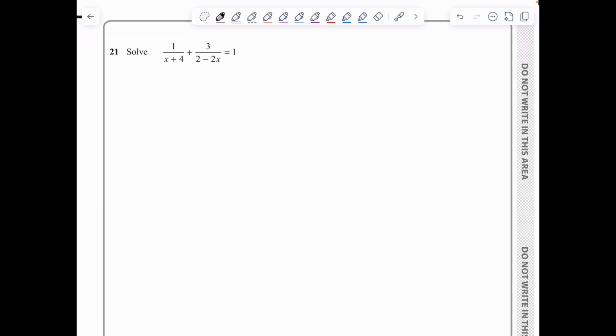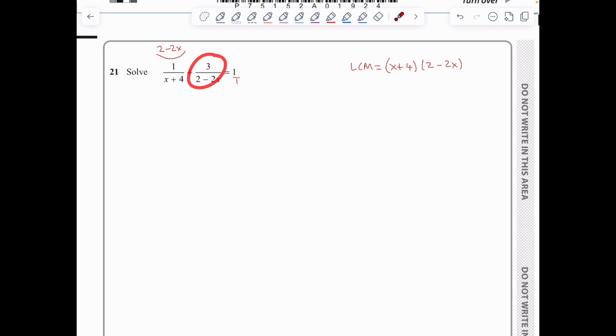In question 21, we need to solve the equation 1 over x plus 4 plus 3 over 2 minus 2x is 1. So this is an algebraic equation involving fractions. The first thing to do is realize that the LCM here is x plus 4 times 2 minus 2x. I can consider the 1 here on the right hand side as being 1 over 1. So the first fraction, the 1 over x plus 4, needs to be multiplied with the 2 minus 2x. Then the 3 over 2 minus 2x needs to be multiplied with x plus 4. And finally, the 1 needs to be multiplied with x plus 4 times 2 minus 2x.